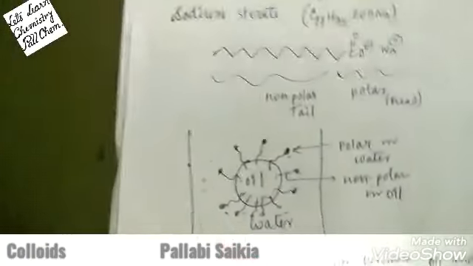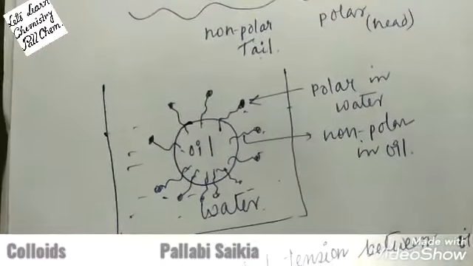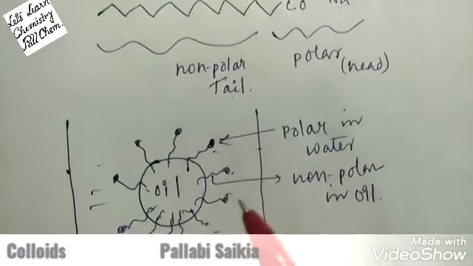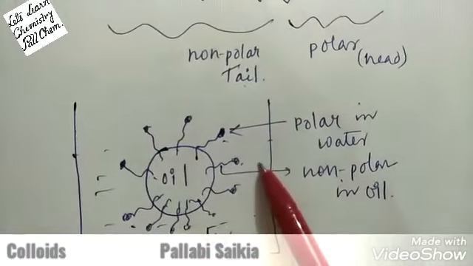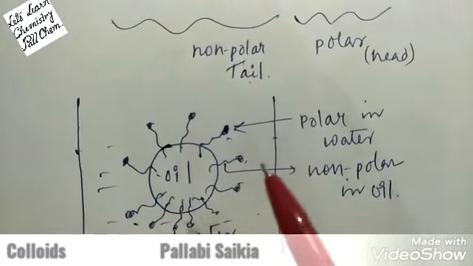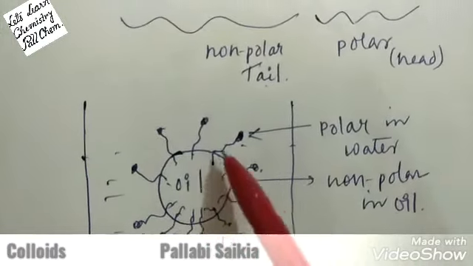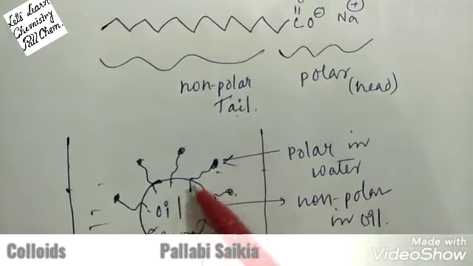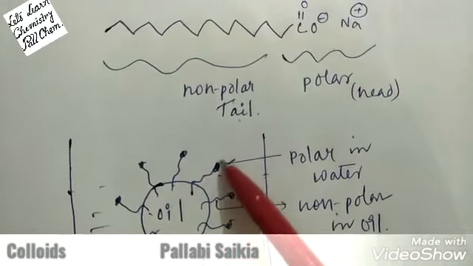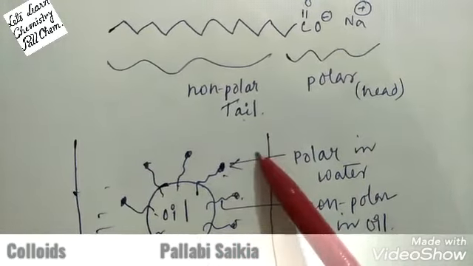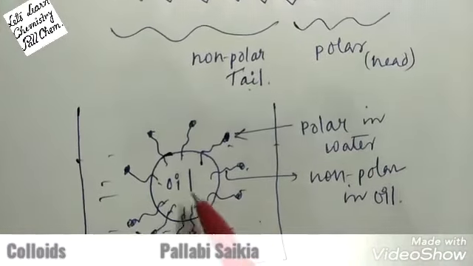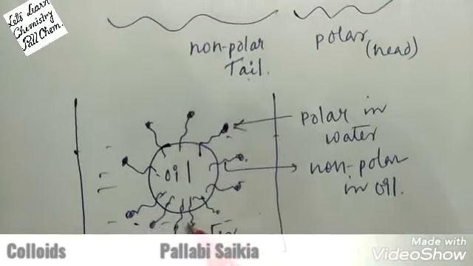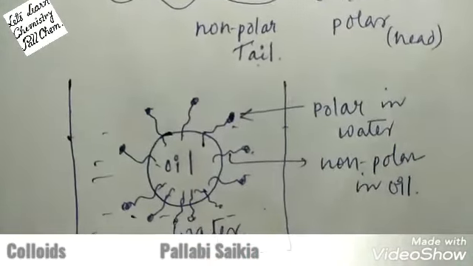This is the polar group, the head, and the longer chain is the non-polar group, the tail. Now what will happen? Suppose this is water, and there is an oil droplet, that is, an oil in water emulsion. How will it stabilize? The non-polar part will head towards the oil and the polar part will be directed towards the water. Hence it will form a spherical aggregation, known as a micelle. We will discuss it in the next part.